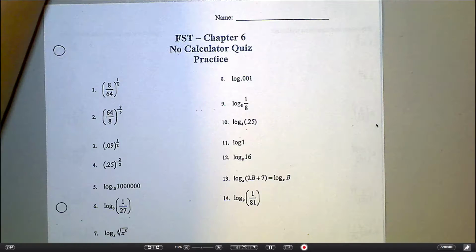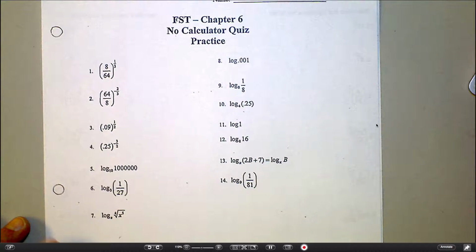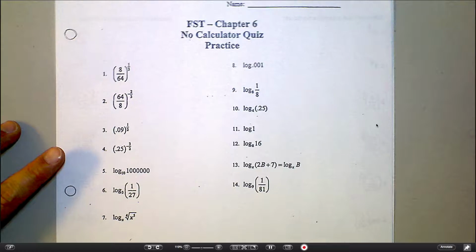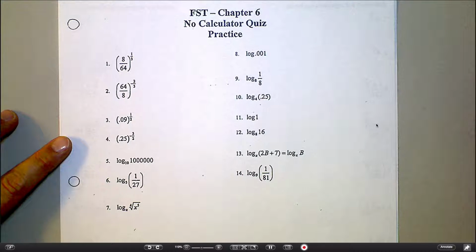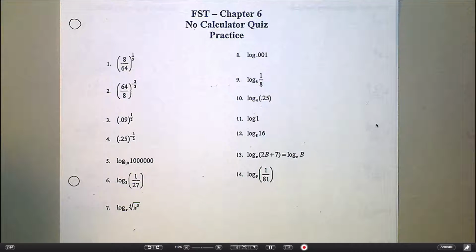Hi everyone. I thought I would just take a minute and do a quick video of myself running through this no calculator practice for your quiz tomorrow, just so you can see my thought process and how I work through things and how I split things up and so on. A lot of these, there's not really a process to go through to get your answer. It's more of just thinking your way through logically, okay?